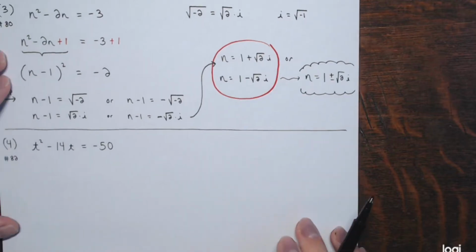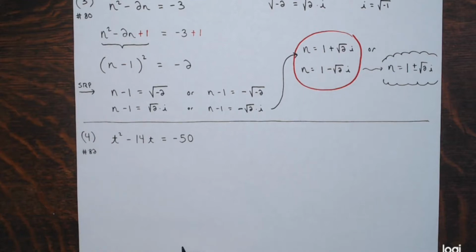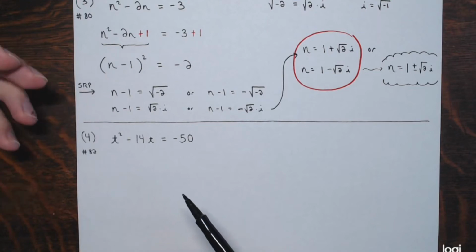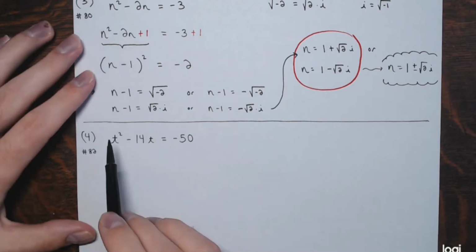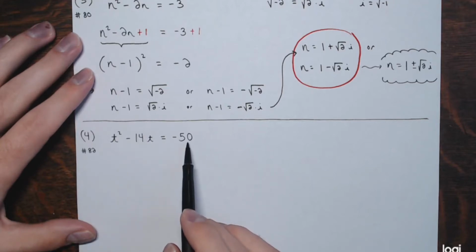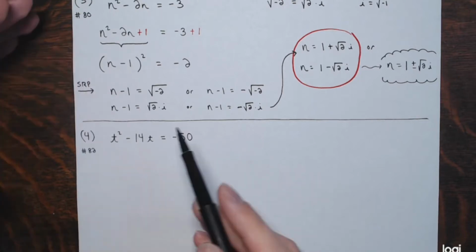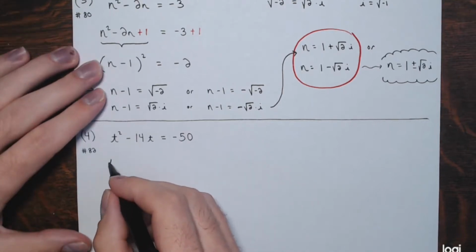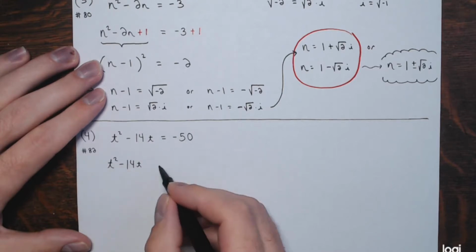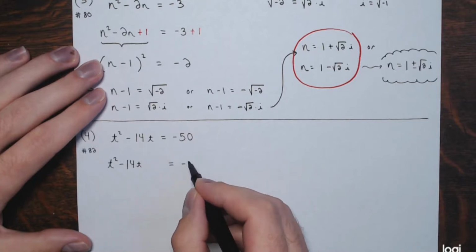Next question. All right, example 4, exercise 82 from the text. So once again, it's set up the way I want. Got quadratic term and linear term on their own side, number on the other, and the quadratic term has a coefficient of 1. So I can immediately jump into completing the square. So we have t squared minus 14t on the left. I'm going to leave a little space to complete the square. Equals negative 50.